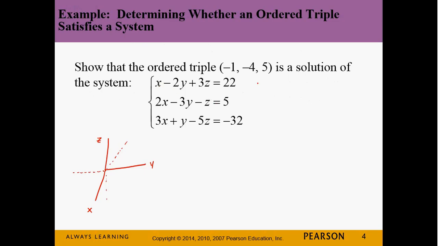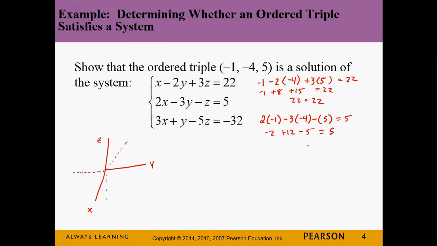So, x is negative 1 minus 2 times negative 4 plus 3 times 5. So that's negative 1 plus 8 plus 15. That's 22 equals 22. So the first one works. So then we do the second one. 2 times negative 1 minus 3 times negative 4 minus 5. Negative 2 plus 12 minus 5. Negative 2 plus 12 is 10. 10 minus 5 is 5. So 5 equals 5. So yes, it works for the second one.